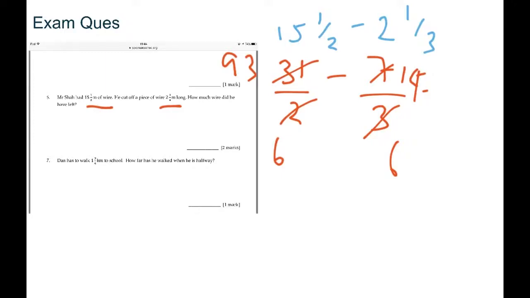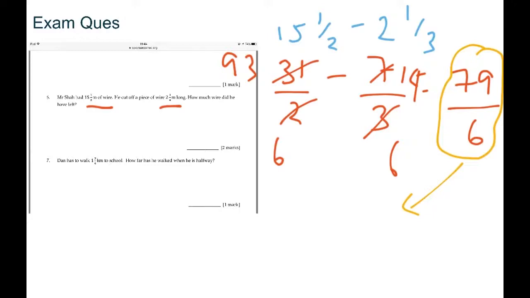Well, 93 minus 14 is 79 over, and remember we leave the common denominator as it is, so 79 over 6. Now, that's the answer, but there's one more thing I would do. Because the question gave us a mixed number, I would convert the answer back into a mixed number. So what I mean by that is, how do I get from 79 over 6 back into a mixed number?